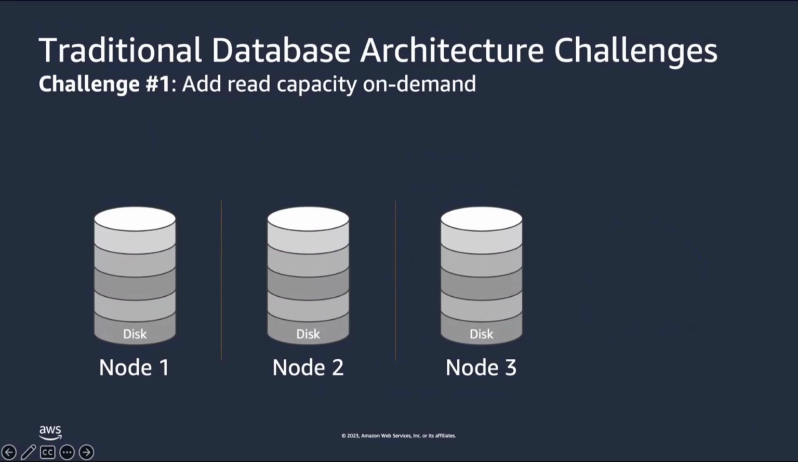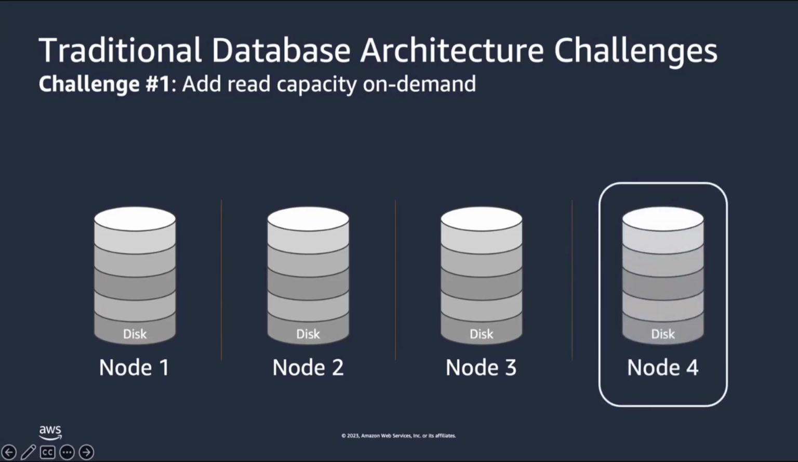So let's consider this in the context of a product catalog use case. Your data is not going to change frequently. It's not going to be changing every second, but as your business grows, more and more clients need to read that product catalog. So you've got more and more clients accessing that data at any given time. So you need to add some read capacity. To add read capacity, you add a new node.